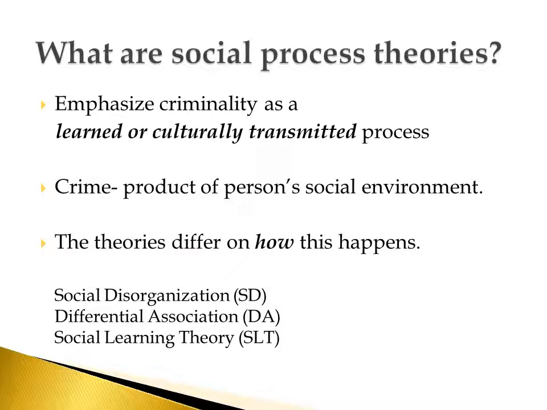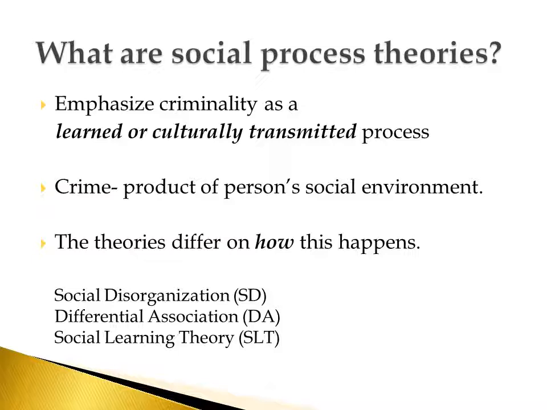The idea behind social process theories is that their emphasis is that crime is something that you either learned or is culturally transmitted. It's a social phenomenon. So in a lot of these theories, one of the common themes is that in some way crime is a product of a person's social environment. But that point is really one of the few places where these theories tend to agree. After that, they really differ on exactly how it is that this happens.